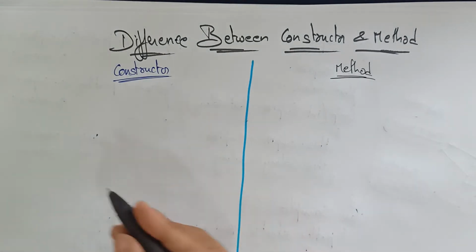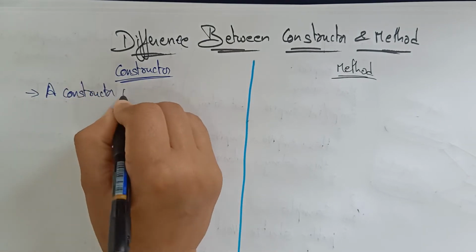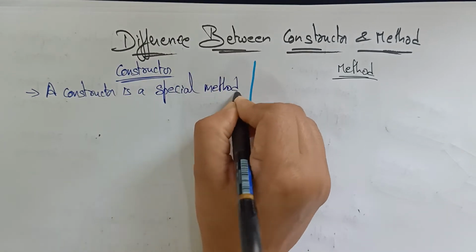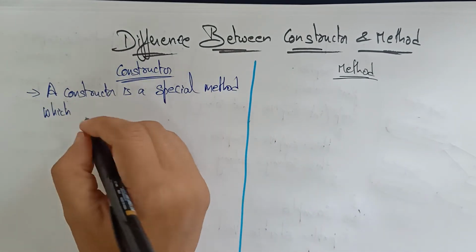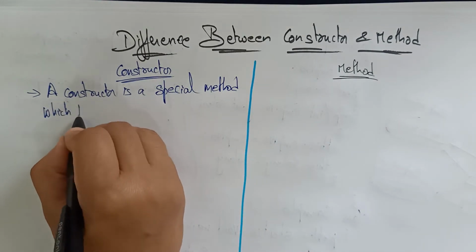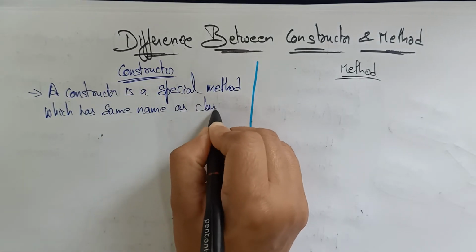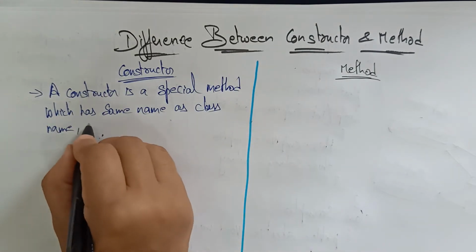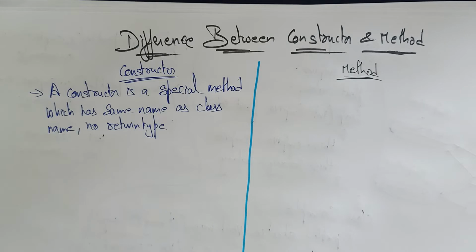What do you mean by constructor? A constructor is a special method which has the same name as the class name. So if the class is Sample, the constructor name is also Sample, the same name as the class name. But one thing: it has no return type. It doesn't have a return type. Same name as the class name, but no return type.